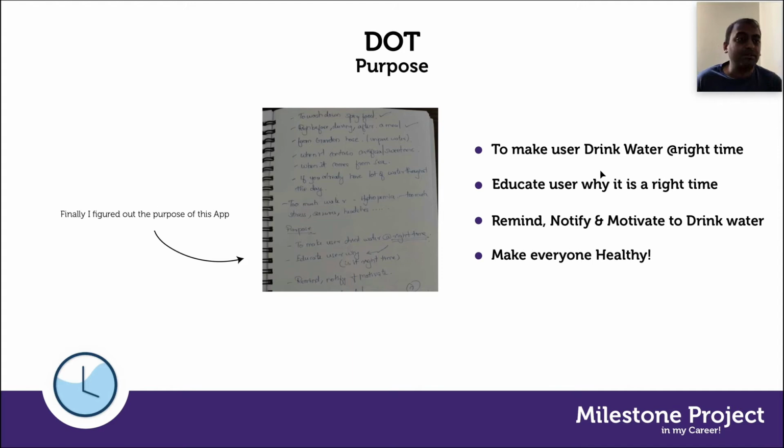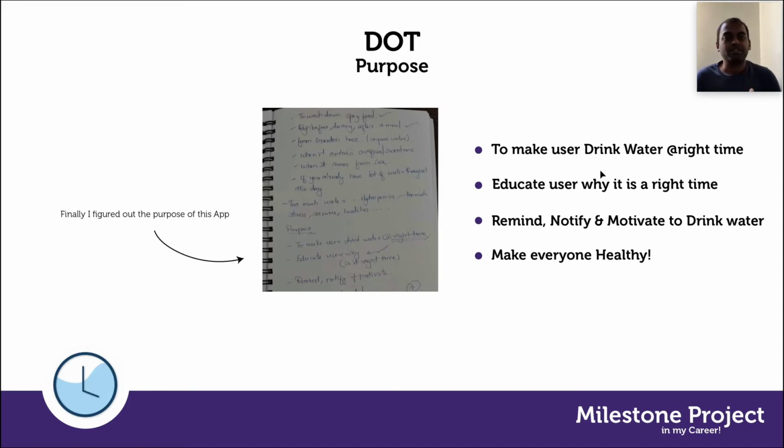But the IT person working in a closed environment, in a normal air conditioned room, is missing drinking water. They need someone to tell them to drink water, or they need some constant motivation. So that is the add-on bonus we are going to give: we should motivate them to drink water. And as a final thing, the main purpose of the app is to make everyone healthy. So these are the main purposes of the app.